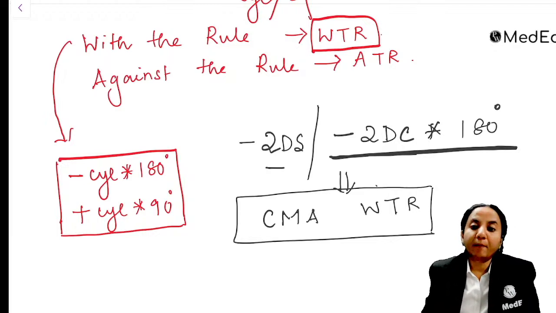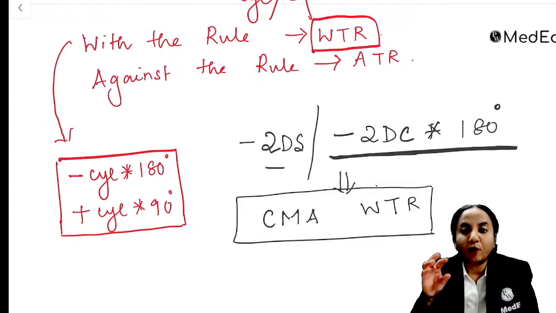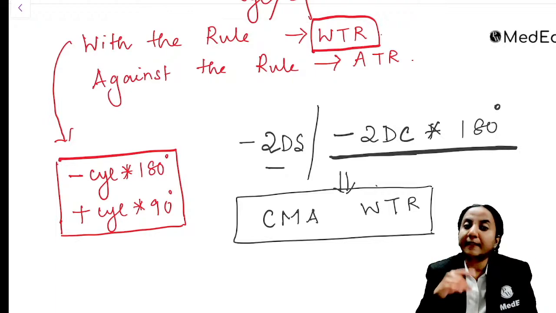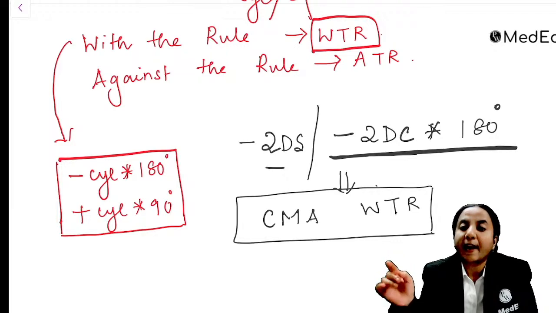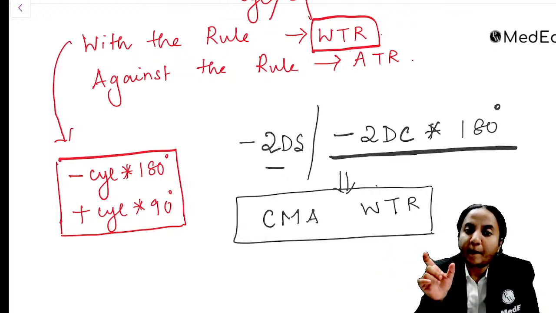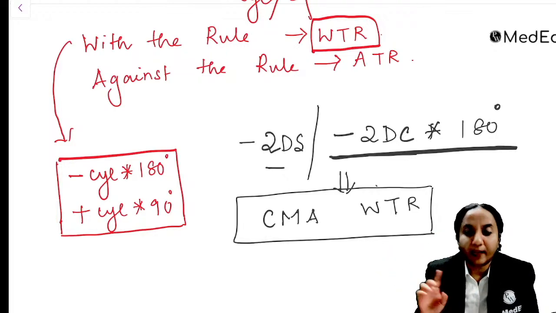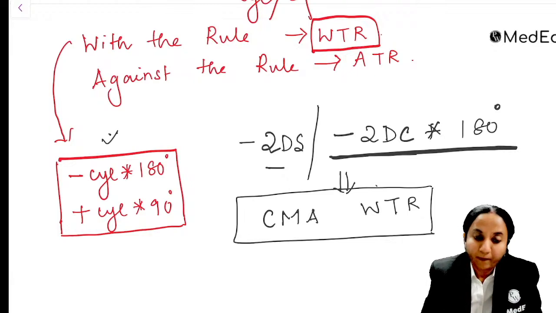Okay, so I am going to go over this once more, because this has been asked recently and it is likely to be asked again. So the first part of the prescription is, you decide whether it is SMA, CMA, SHA or CHA. And then you look at the cylinder part and decide whether it is WTR or ATR according to this rule.